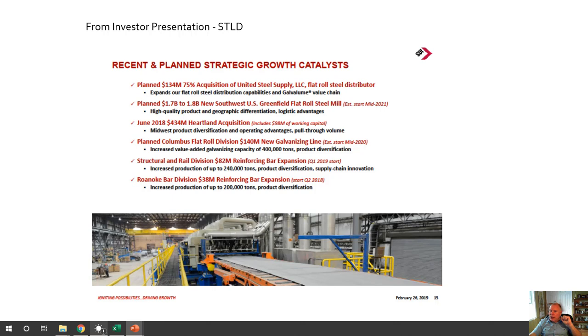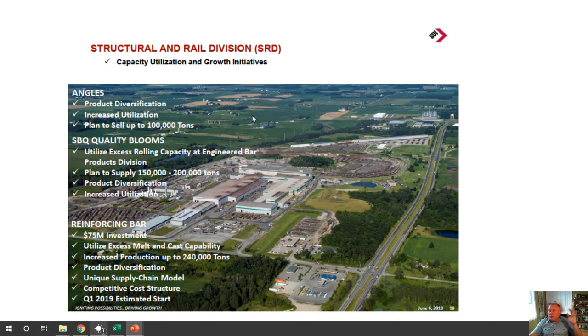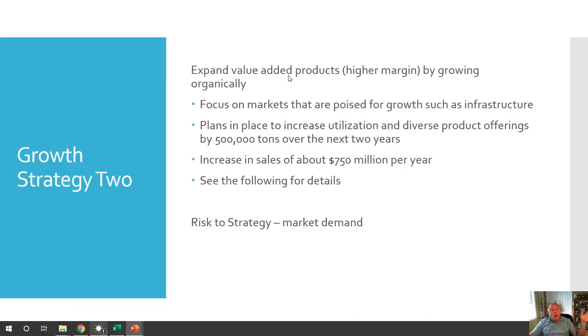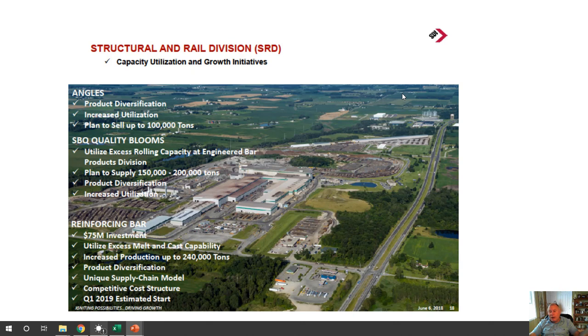This is an example. Looking at the next one, growth strategy 2, what they want to do is product diversification. They want to switch to a higher value-added product. So they talk about that, angles and quality blooms and reinforcing bar. So what they're doing is expanding value-added, higher margins, by growing organically, meaning from within. They're going to focus on markets that are poised for growth, such as infrastructure. Maybe that's going to go somewhere. Maybe it's not. We're in a very unusual political situation. They plan to increase utilization and diversify product offering by over 500,000 tons over the next year. Increase in sales of about 750 million per year. The risk is market demand. So if they do all these things and the market isn't there, that's a risk.